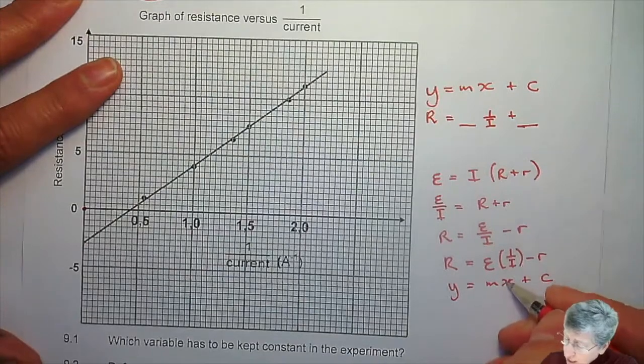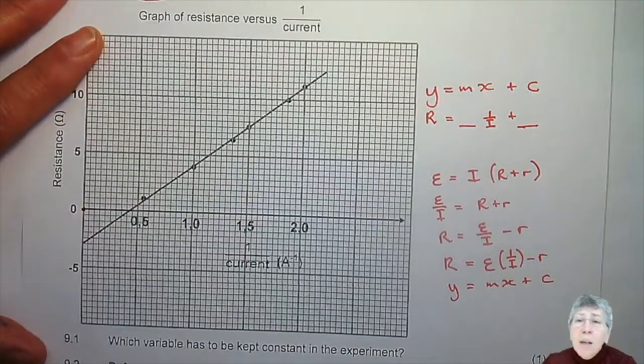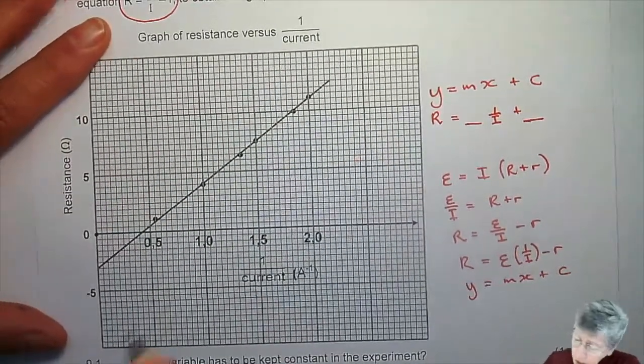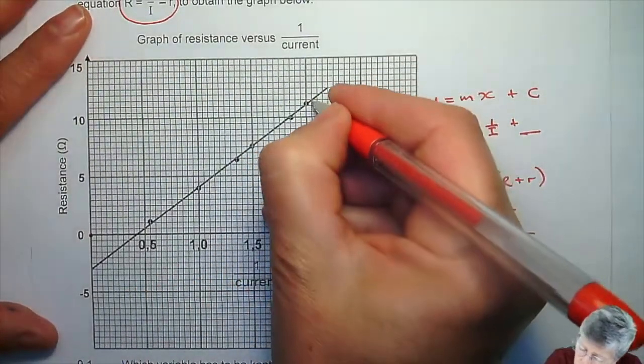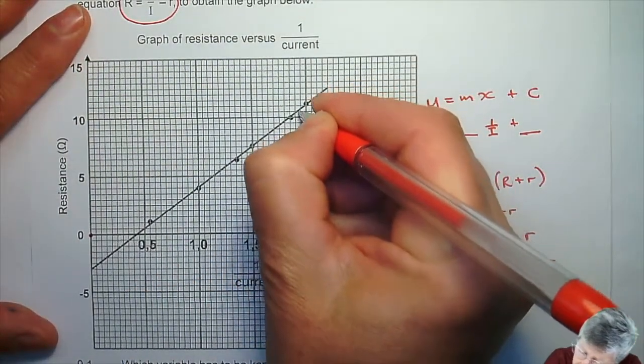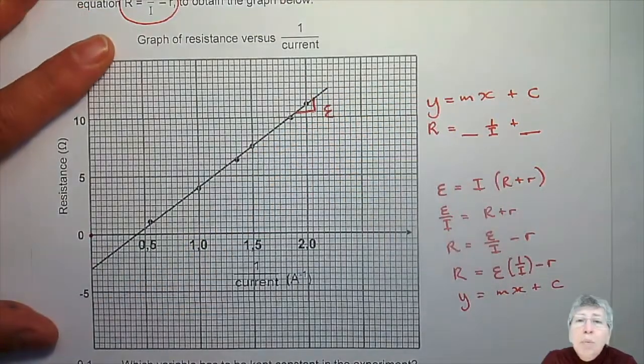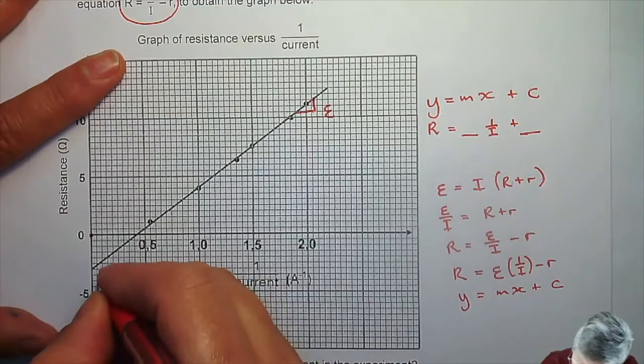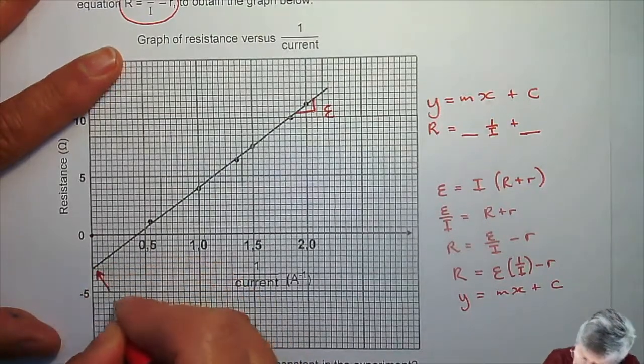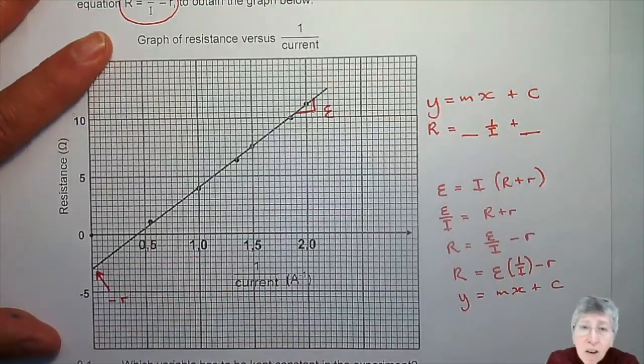And you can immediately see the gradient of that line will be the EMF. So wherever you work out the gradient of that line, anywhere that you work out the gradient of that line, you will find that will be the EMF. And the y-intercept over there is going to be negative r.